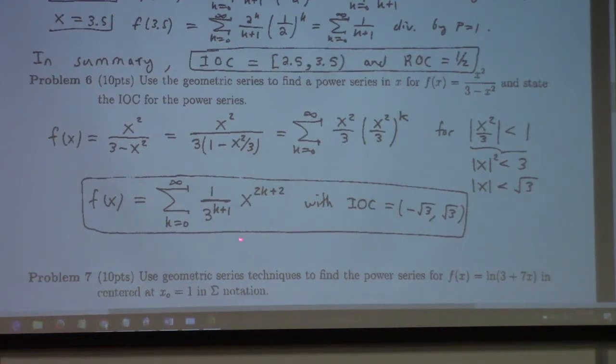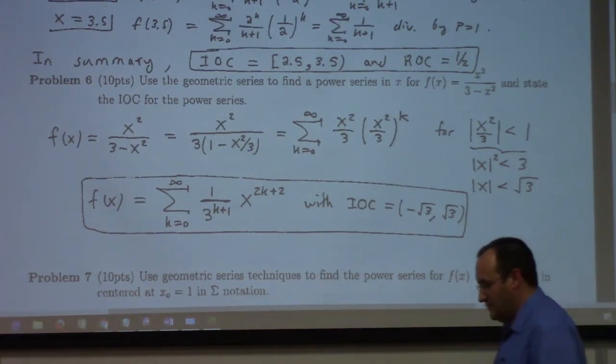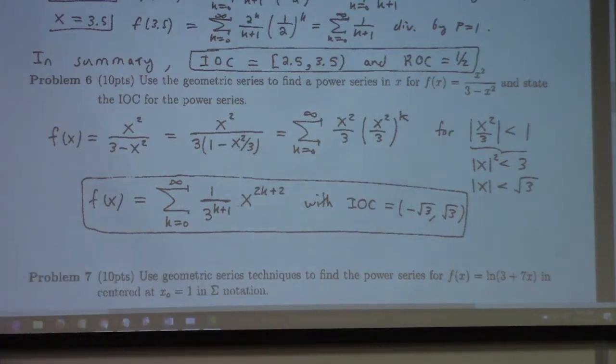So anyway, there it is. F of x is 1 over 3 to the k plus 1. See, this gives me 3 to the k. That gives me the plus 1. And then that's x to the 2k plus 2. Does that make sense? So this is pretty much a straight geometric series question.